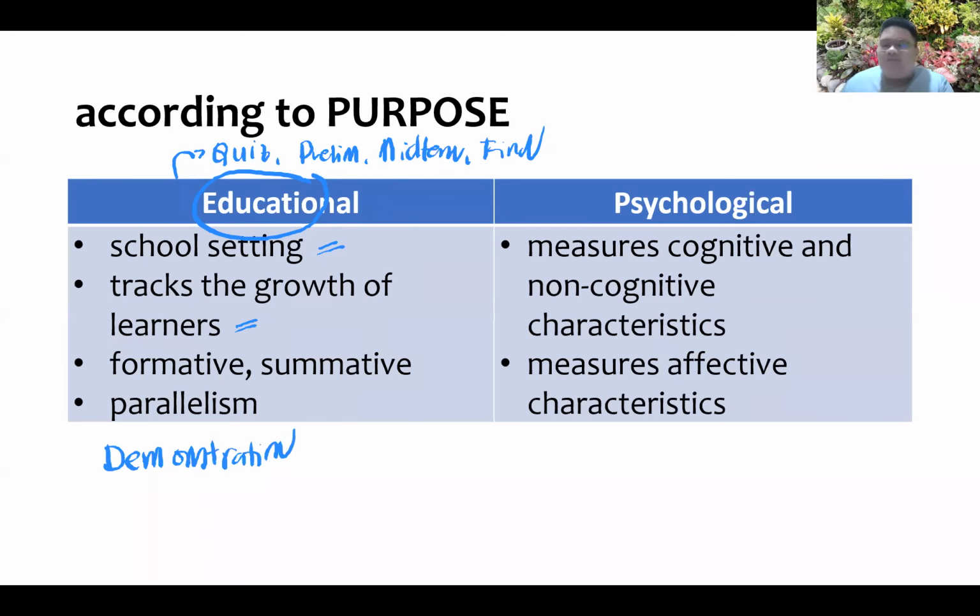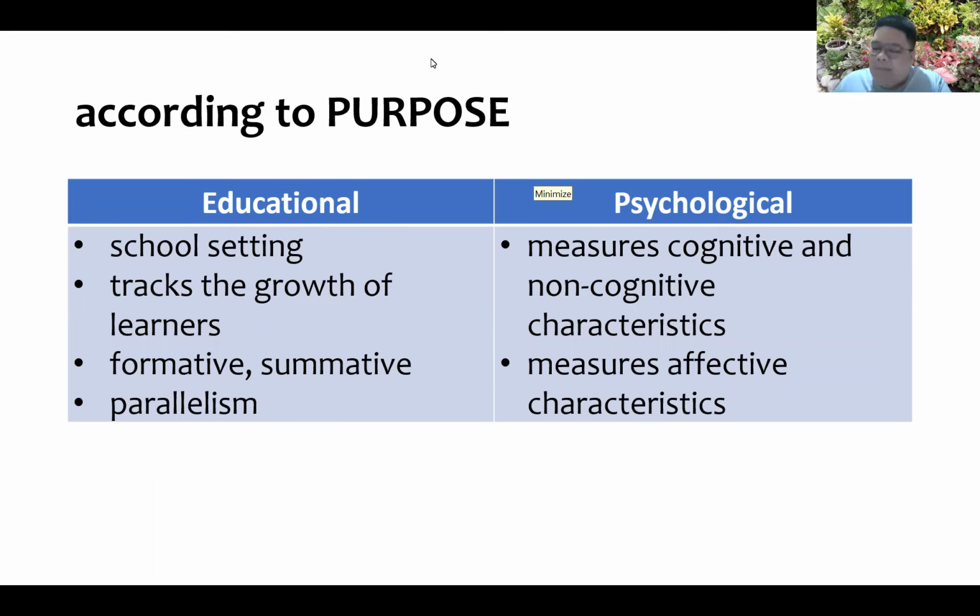One way for us to look at this is that anything that is graded by the teacher could be considered an educational assessment. Anything that is to be graded at school is considered to be educational assessment.